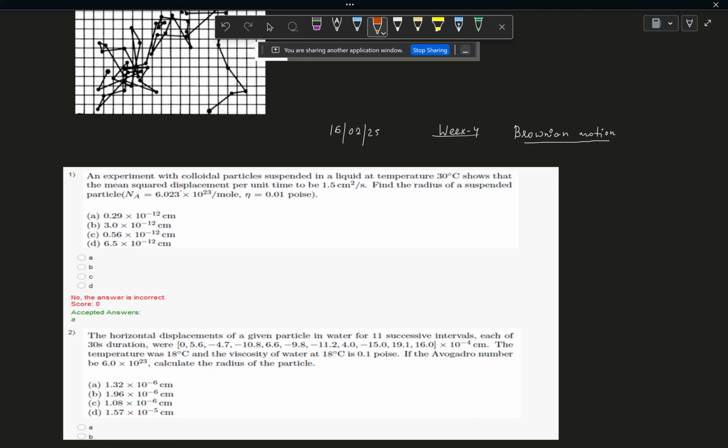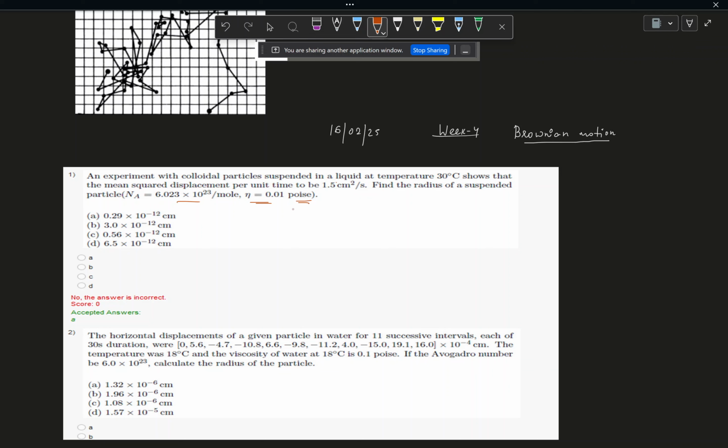It says that an experiment with colloidal particles suspended in a liquid at temperature 30 degrees centigrade shows the mean square displacement per unit time to be 1.5 centimeter square per second. Find the radius of a suspended particle, where the Avogadro number N_A is mentioned, and eta, the viscosity of the liquid. The viscosity is mentioned in poise, which is a CGS unit of viscosity.